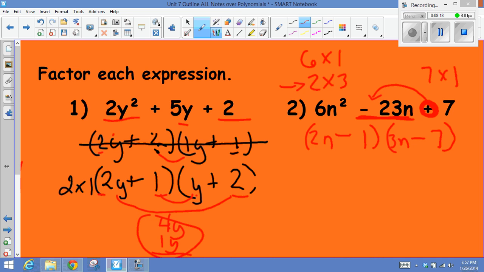And factoring is really just guess and check, so just put it in there and then see what happens. So 1 times 3 gives me a negative 3n. 2 times 7 is going to give me a negative 14. And that only gives me 17, and that didn't get me my 23, so that isn't going to work. So I'm going to mark that out. I'm going to try again.